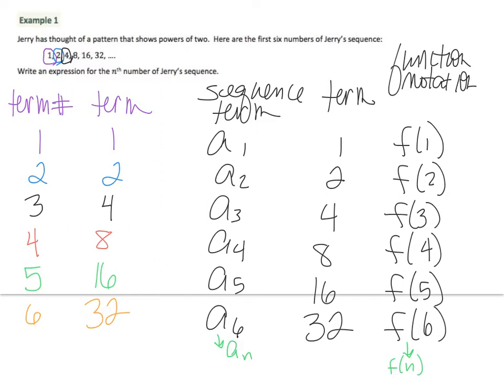You guys should be familiar with that a sub n notation. The f of n notation is also something that you may or may not be familiar with, but we're definitely learning about it this unit. It's called function notation. This is called a sub n because it's a sub, it's written lower, a sub 6, it's the sixth term. This is f of 6, f of n. So it's the function evaluated at 6, the function evaluated at n. We still didn't figure out his expression though, did we?